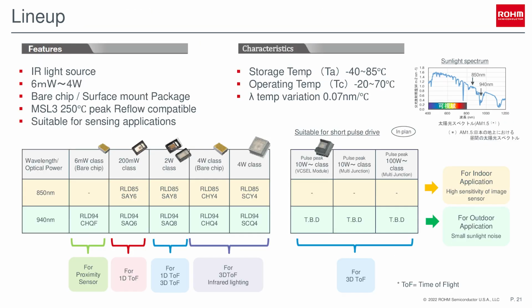To summarize, ROHM VCSELs are excellent infrared light sources. We have a lineup of products from 6 milliwatts to 4 watts at 850 and 940 nanometers. The 850 nanometer wavelengths are available for indoor use. For outdoor use, 940 nanometers is recommended to avoid sunlight noise. Target applications include proximity sensors, 1D TOF, 3D TOF, and infrared lighting.